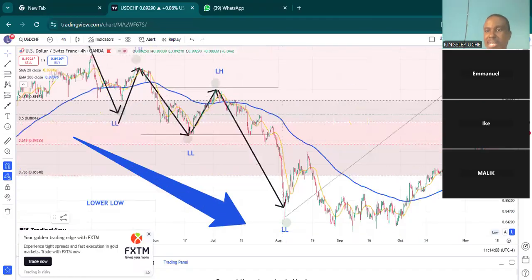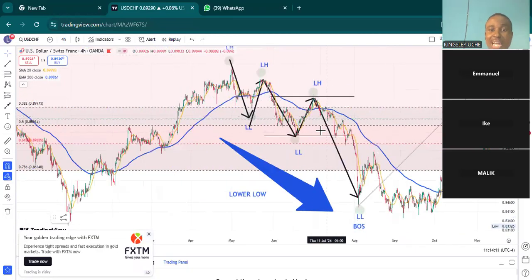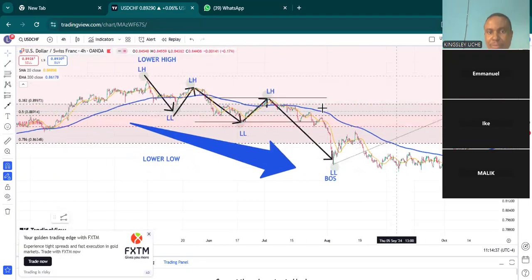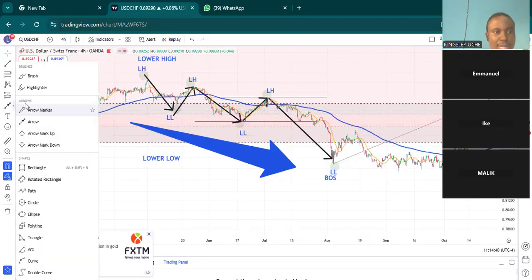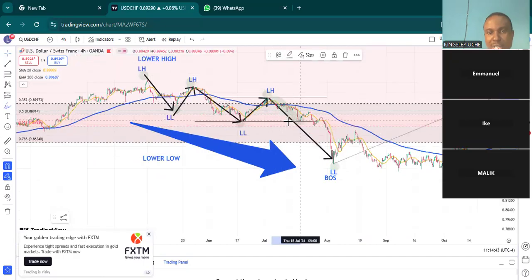Now, you can see after we put the horizontal line, as I said on the uptrend market, when price moves and breaks this horizontal line, for the uptrend we're looking for a break of structure. I explained that in the uptrend. In the downtrend market, the price had to fall from the lower high, cross this horizontal line, and give us our break of structure.